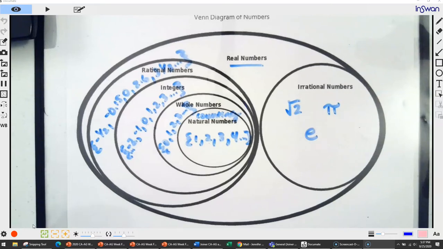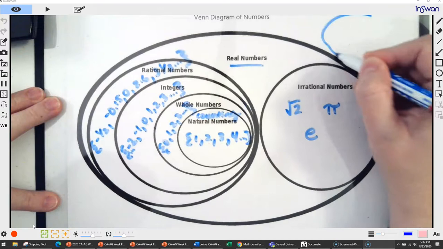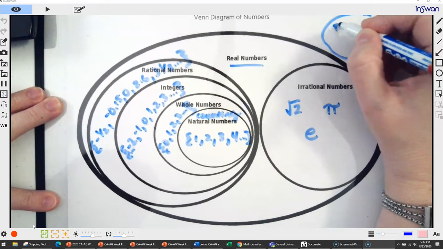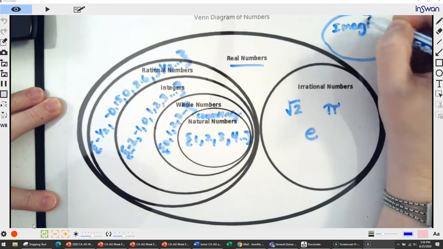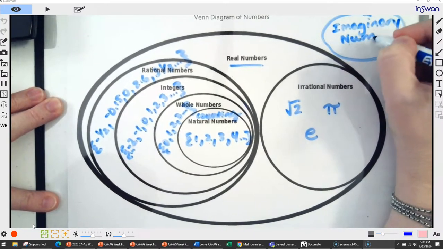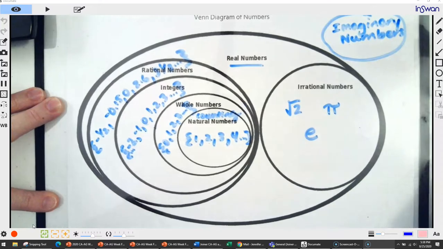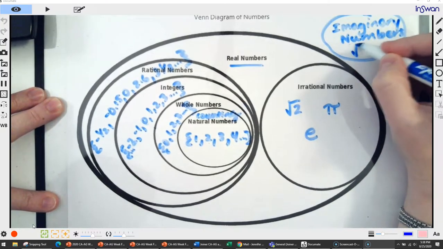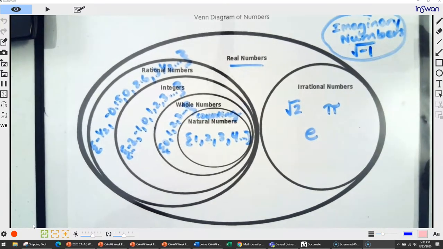We also have something that's not real numbers. They're not "unreal" numbers. They're what we call, and I'm just going to go ahead and add it off to the side here, imaginary numbers. And really there's only one, and that is the square root of -1.